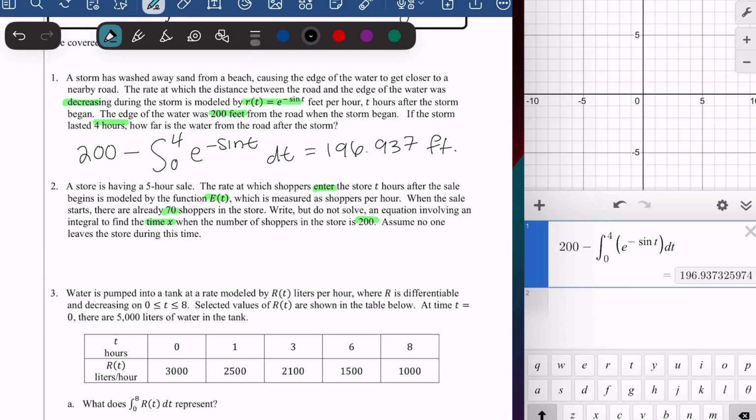Okay, so before the sale starts, how many people are already in the store? 70. So 70 plus the integral from 0 to x, because we don't know what x is, of the function E of t dt is equal to what number? 200. Okay, that's our answer. I just wanted us to set up the problem. If they were to give us E of t or x, then we would be able to solve this.